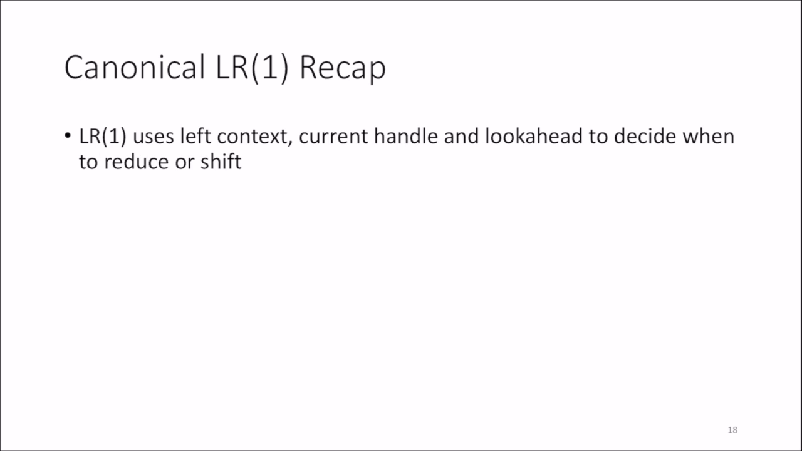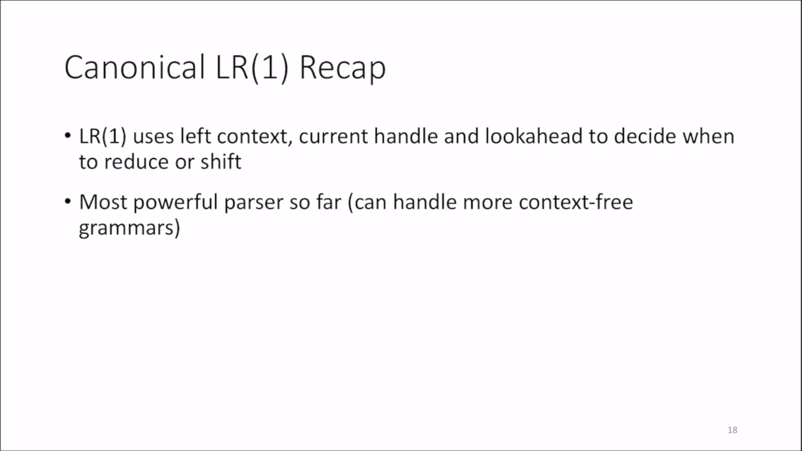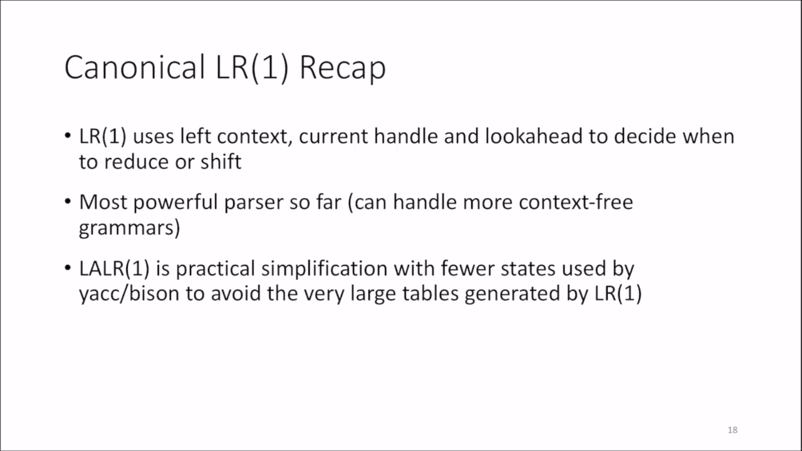So LR1 uses left context, a current handle, and look ahead to decide when to reduce or shift. It's the most powerful parser so far in terms of the table construction. It can handle essentially more context-free grammars. Like, more context-free grammars can be converted into a shift-reduce parser without running into a shift-reduce conflict.